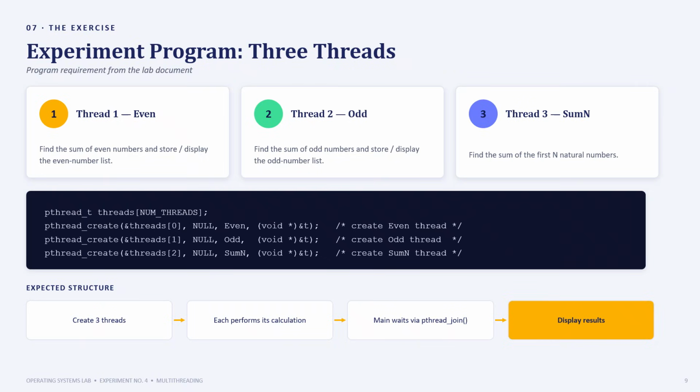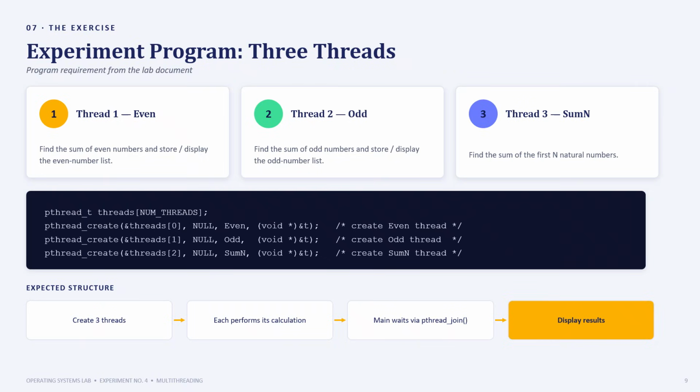Okay, now we are coming to our main experiment. Our task is to write a program using 3 threads. Thread 1 is even. This thread will find the sum of even numbers and also store and display the list of even numbers. Thread 2 is odd. This thread will find the sum of odd numbers and store and display the list of odd numbers. Thread 3 is sum n. This thread will find the sum of first n natural numbers.